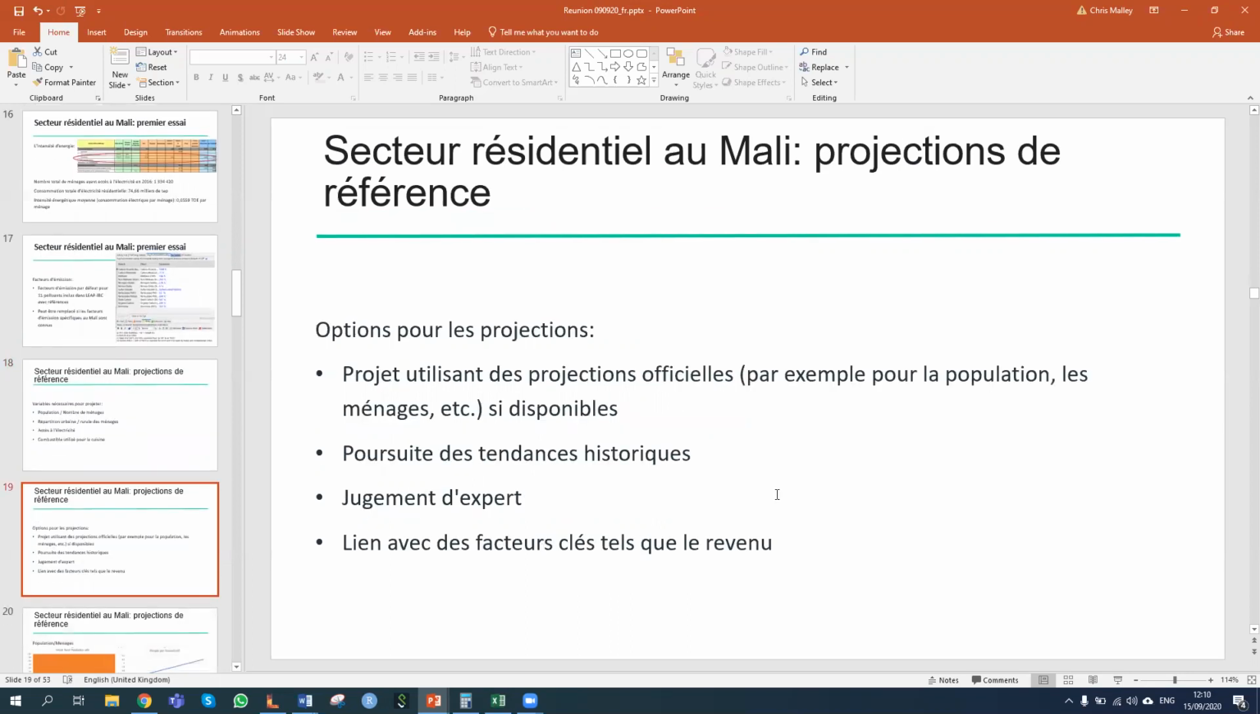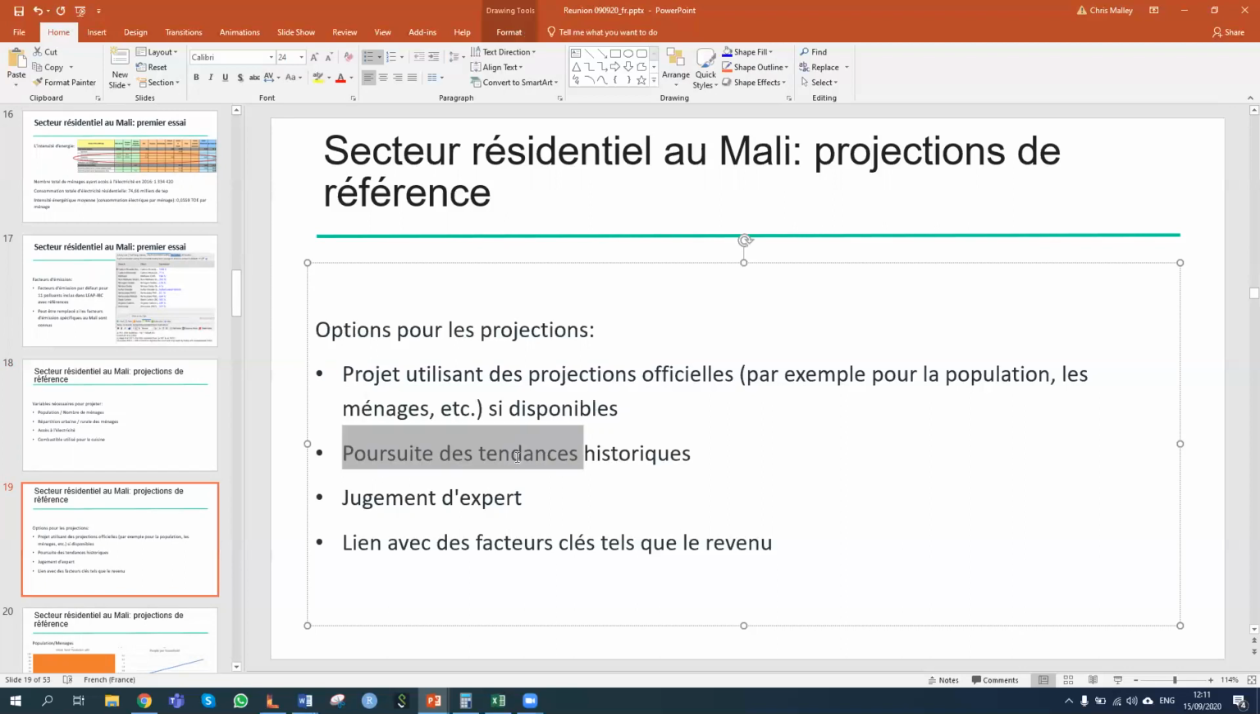There are different methods that we can use to do this. We can project using official projections for population or households if they are available from the statistical office. We can continue historical trends if we think that they're likely to continue into the future. We can use expert judgment. We can use your judgment to tell us what the trends are likely to be in Mali, because you know much more about the situation than we do. Or we can link the projections to key drivers like income or population changes and things like that.